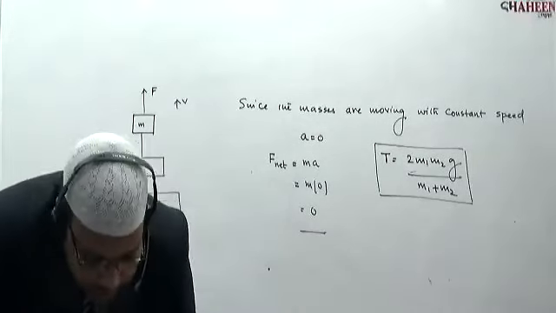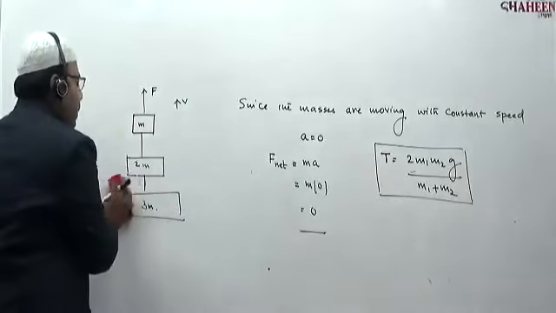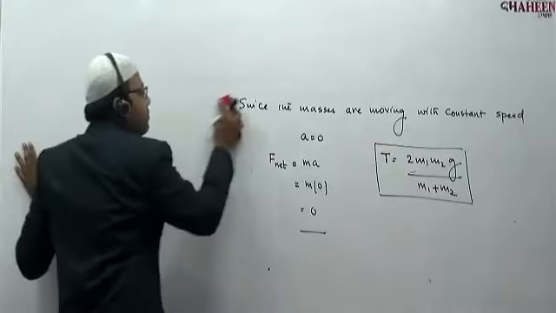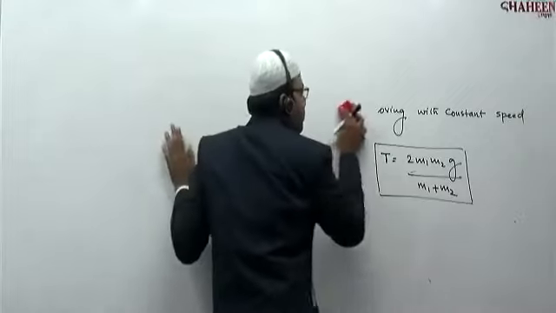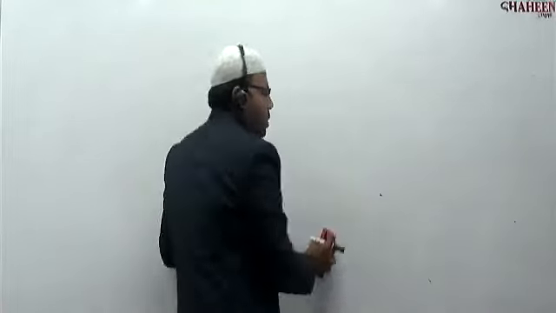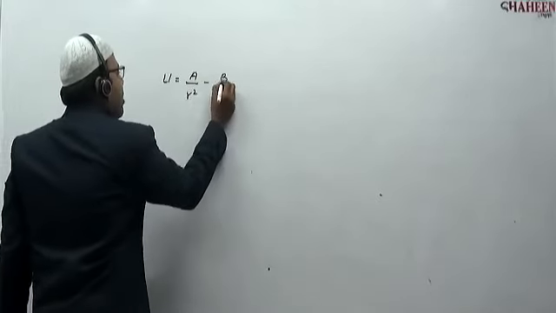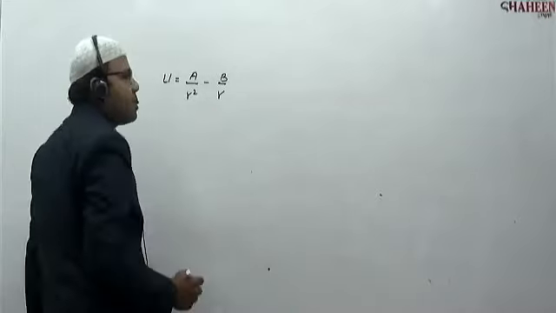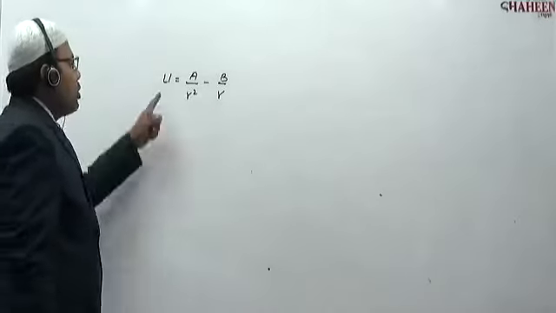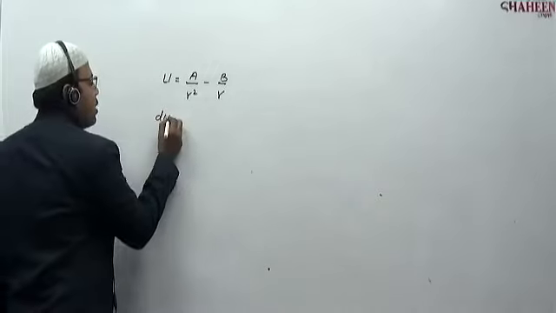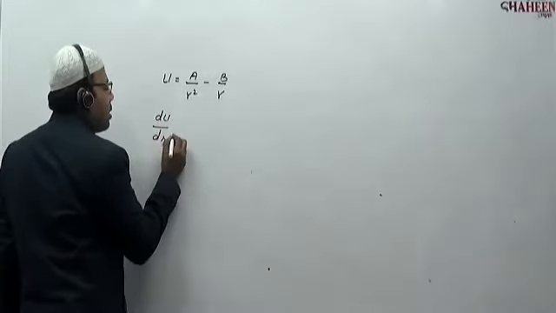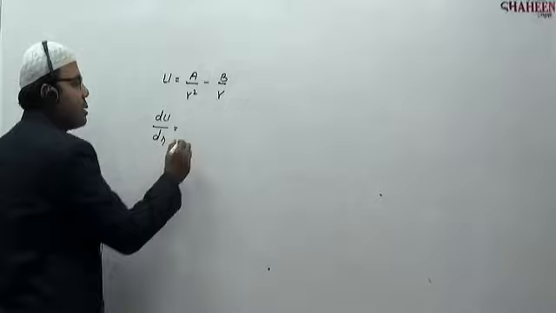We will differentiate. What is U? U is the potential energy. U is equal to a by r square minus b by r. For stable equilibrium, the net force must be 0. So here we write du by dr. I am differentiating, beta. How to differentiate this? Pay attention.